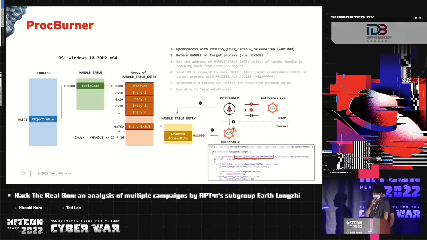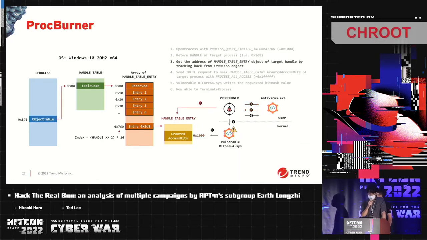Okay, let's break it down. First, ProcBanner opens the target process with PROCESS_QUERY_LIMITED_INFORMATION, which is quite a low privilege, and then it receives the handle of the target process. For example, in this case, we got the 0x1DA handle. Then ProcBanner tries to get the address of the handle table entry object for the target handle by tracking back from the EPROCESS object.